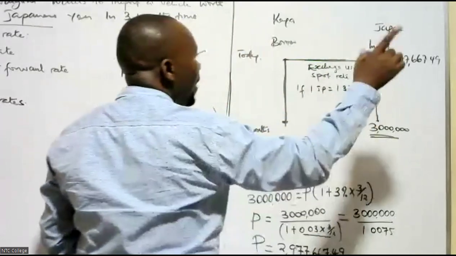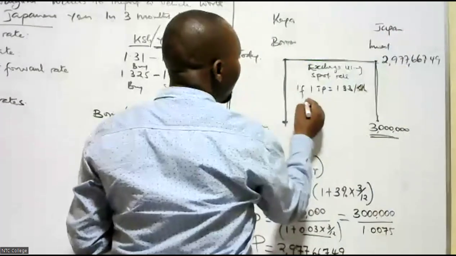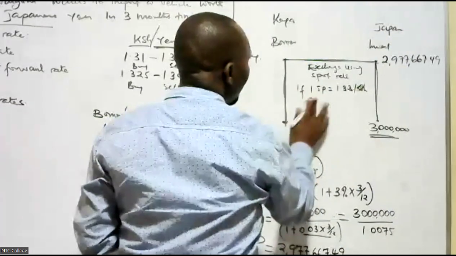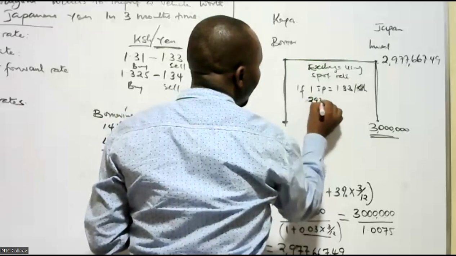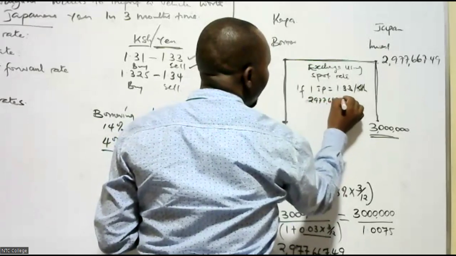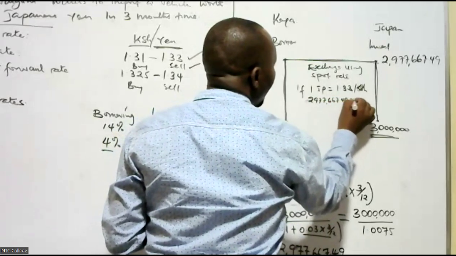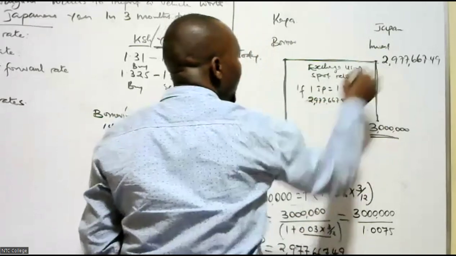Then how much should I give the bank to give me this amount? Alafu nipande ndege niende huko ni invest. So how much? 2.9776667.49 is equal to how much Kenyan shillings? I need to give them how much Kenyan shillings so that they can give me that amount.